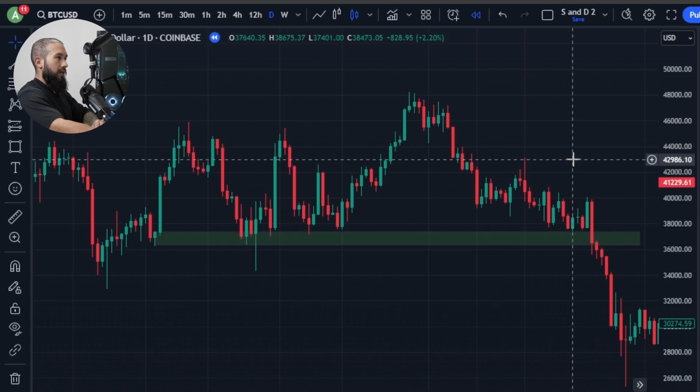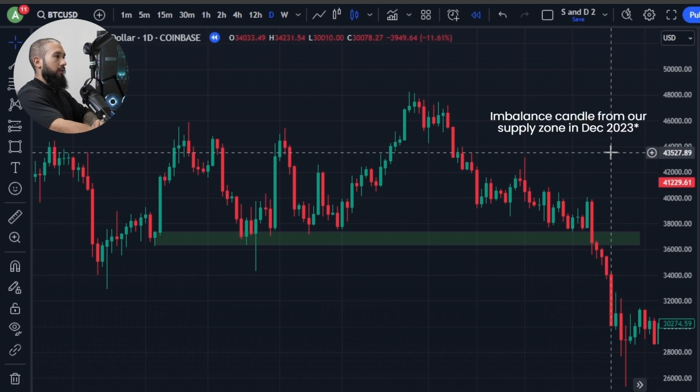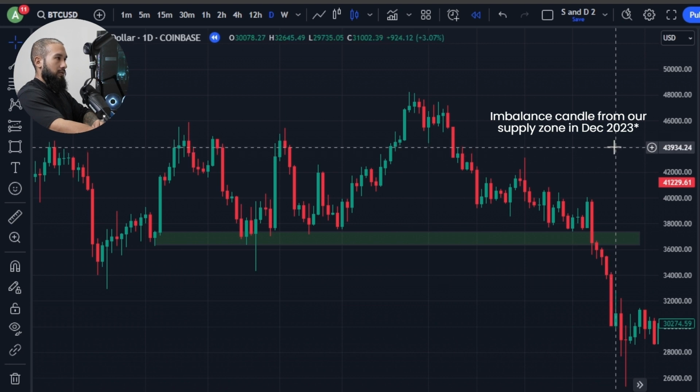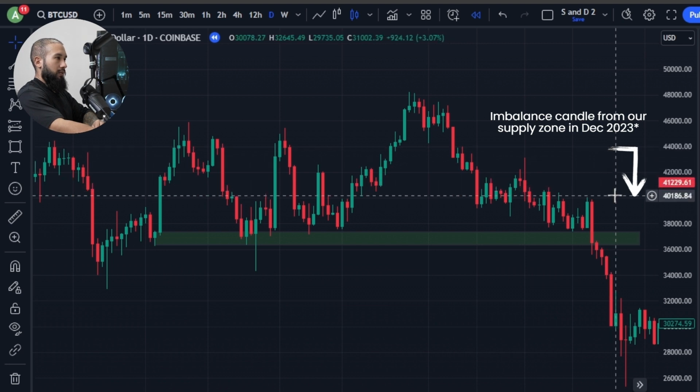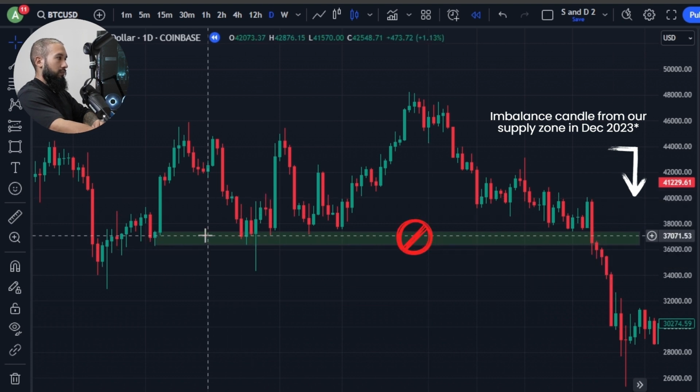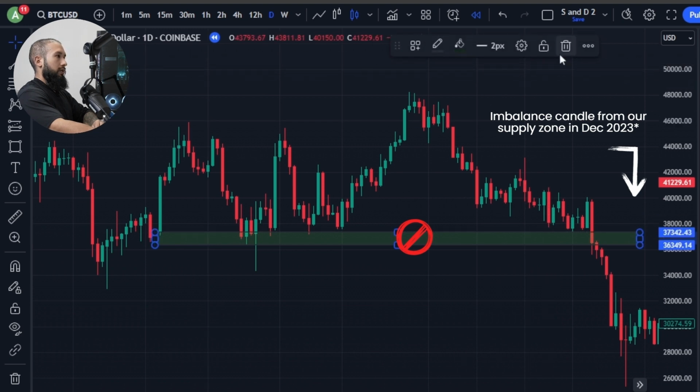All right, so we know that for our imbalance candle for our supply zone, that we're trying to see if it takes out one of these previous demand zones, we know that it starts right up about here at 43.7K, and the wick goes down to about 40.1K. So I can already tell just by lining this up that it's not going to take out this demand zone. So we can already exclude this one.